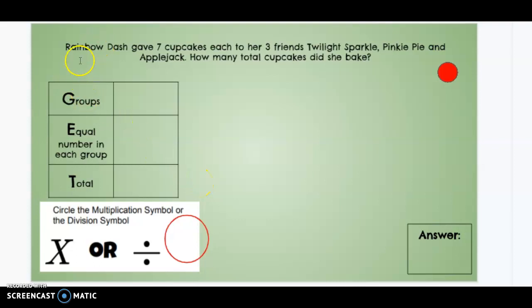All right, let's do this next question. Rainbow Dash gave 7 cupcakes each to her 3 friends, Twilight Sparkle, Pinkie Pie, and Applejack. How many total cupcakes did she bake? Okay, well, what's important from this problem? What do we need to know? She gave 7 cupcakes each to her 3 friends. What else do I need to know? The question, how many total cupcakes did she bake? How many total cupcakes? Okay, that's important.